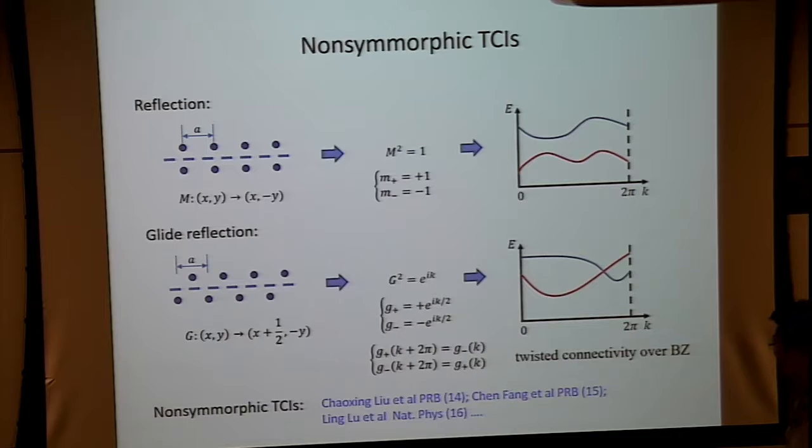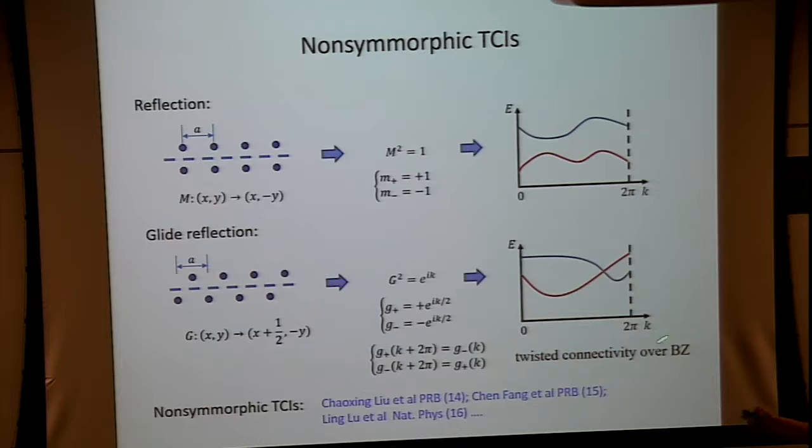So now you see that when you take the square root of a complex number, there are these two branches with opposite sign. This leads to two types of eigenstates. And even more interestingly, if I start with one eigenstate, let's say at k equals 0, where the glide eigenvalue is plus 1, and I look at how the bands evolve as a function of momentum k, after k changes from 0 to 2 pi, once we go through a cycle in the Brillouin zone, the plus 1 eigenstate would evolve continuously into a minus 1 eigenstate, just because e to the i k over 2 changes sign when k goes by 2 pi. So this leads to the interesting twisted connectivity of bands over the Brillouin zone.